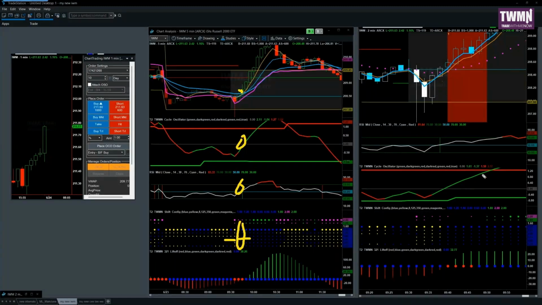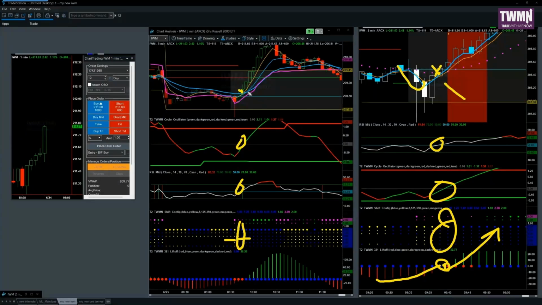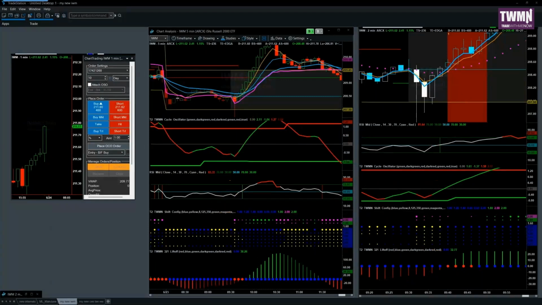Compression schmession. It doesn't matter because it's going to compress and fire long. How do I know? Because I got this, and I got this, and I got this, and I got this. It's going to fire long. Compression is good. We like compression.